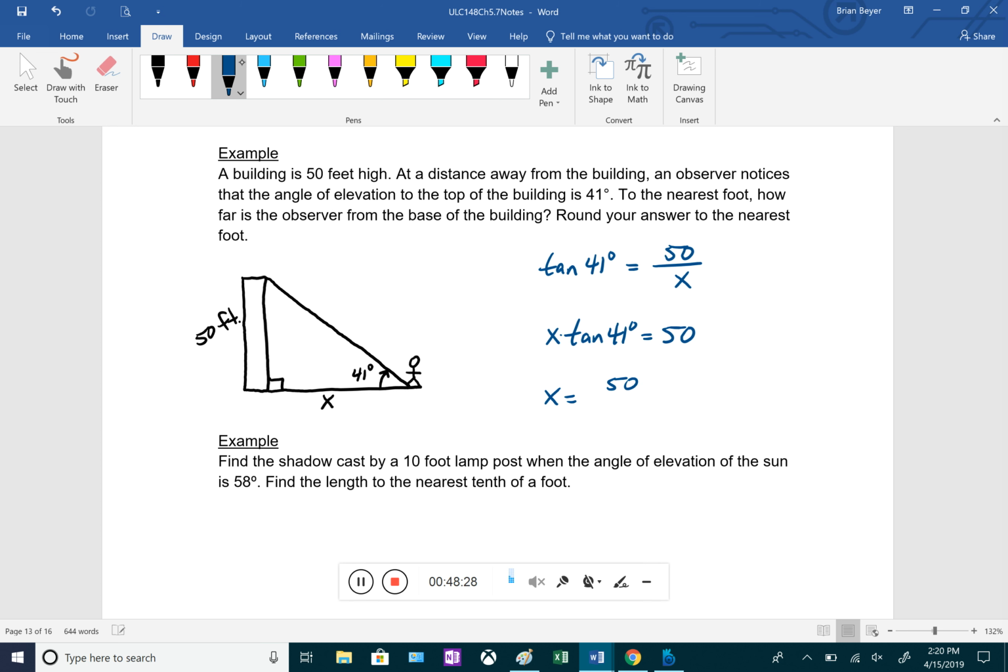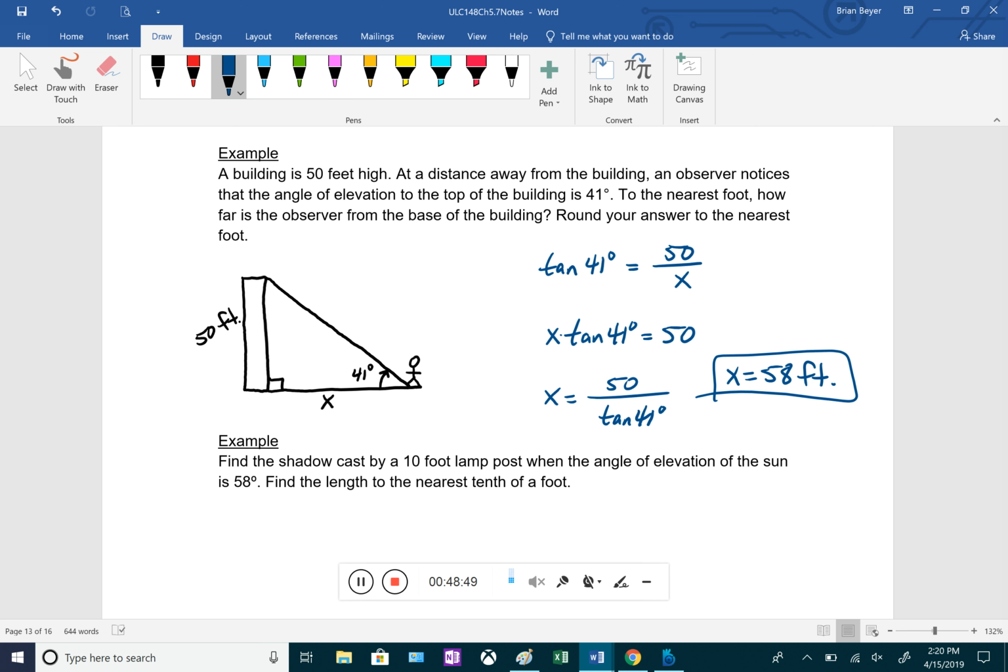Once again, when you plug this in the calculator, make sure it is in degree mode. And we get 58 feet. Okay, it's good to make sure your answer makes sense. 58 feet, in terms of the other numbers in the problem, seems relatively reasonable.